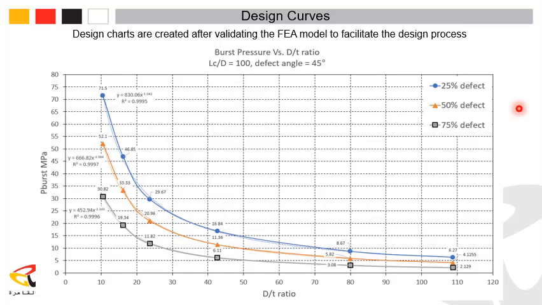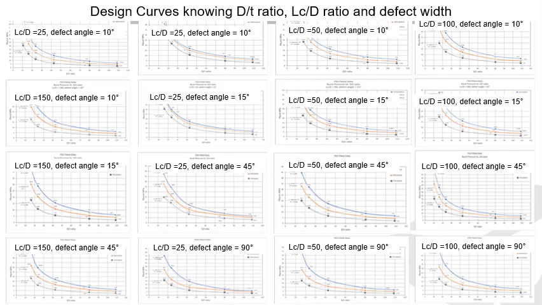Now, after validating the finite element analysis models, I created design charts to facilitate the design process, so the designer can use only the pipe size, knowing the length of corrosion over the diameter and the defect angle or defect width. He can obtain the failure pressure by knowing also the corrosion level. However, he can interpolate between these values if he has different corrosion levels. And finally, I made also design curves for other defect cases.